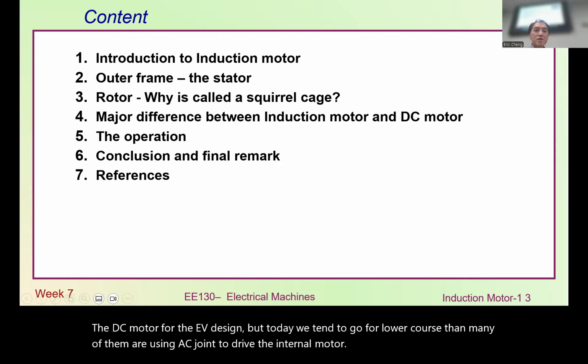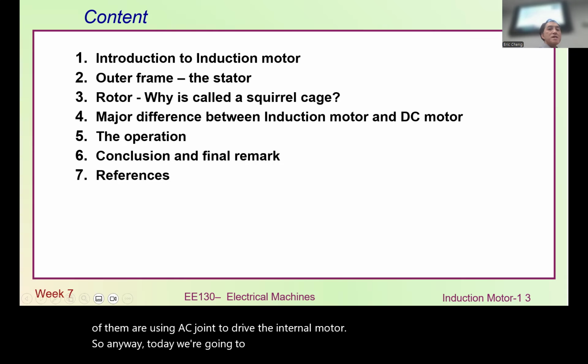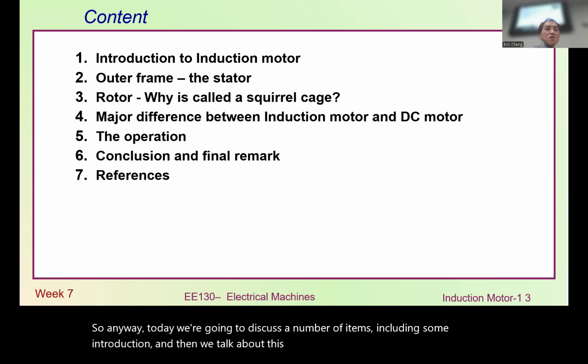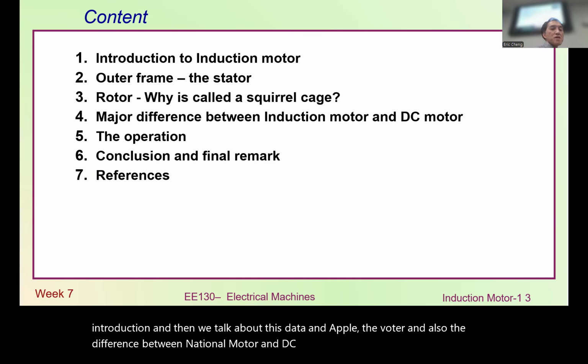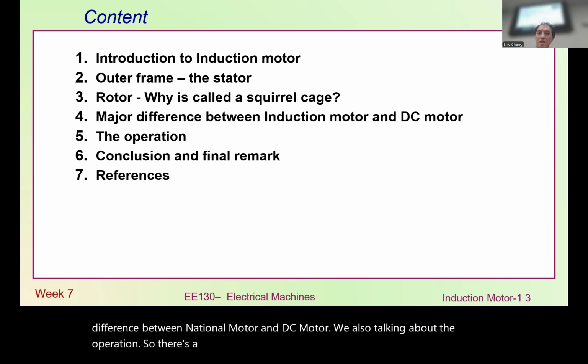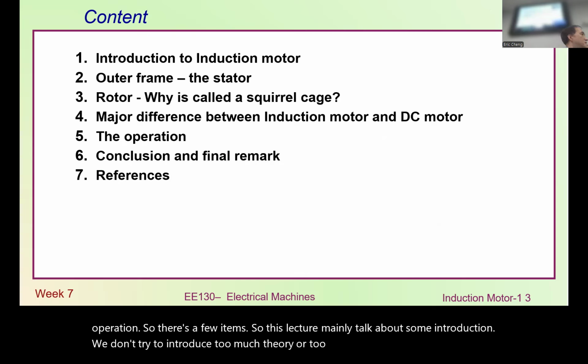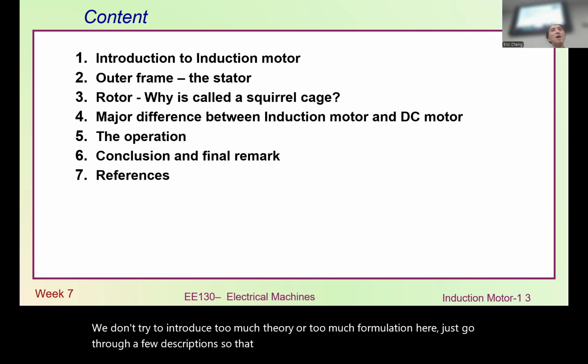So anyway, today we're going to discuss a number of items, including some introduction, and then we talk about the stator and the rotor, and also the difference between the industrial motor and the DC motor. We're also talking about the operation. So there are a few items. This lecture mainly talks about some introduction. We don't try to introduce too much theory or formulation here. Just go through a few descriptions so that you understand more about the industrial motor, how it really looks.